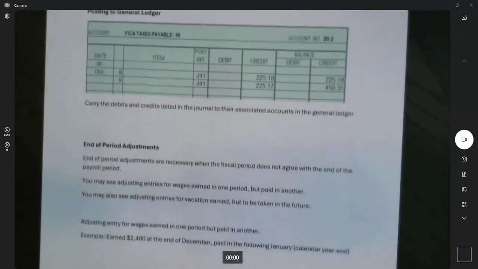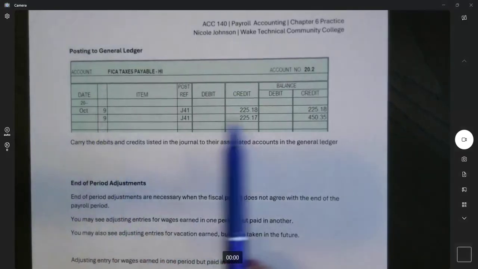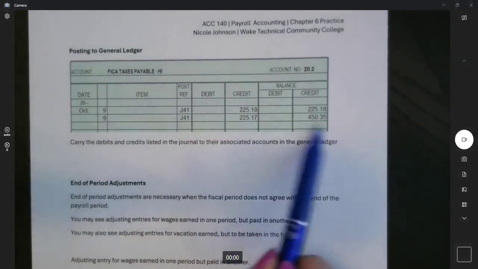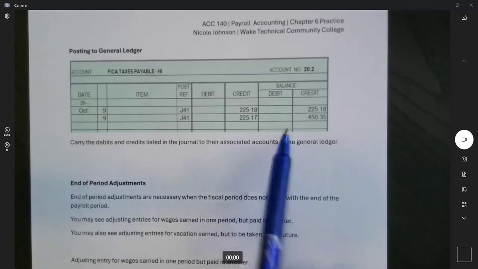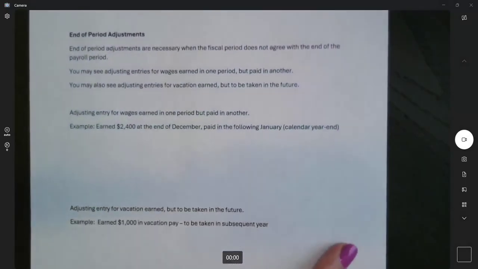One more part to look at, we do post these to the general ledger. When we do the journal entries, we do carry them over, put them in the general ledger. This is an example of FICA taxes payable for HI, its account. They had an October 9th payroll. Notice how there are two credits, one for the employee side, one for the employer side, and then the balance carries over here. A couple end of period adjustments I'd like you to be aware of.